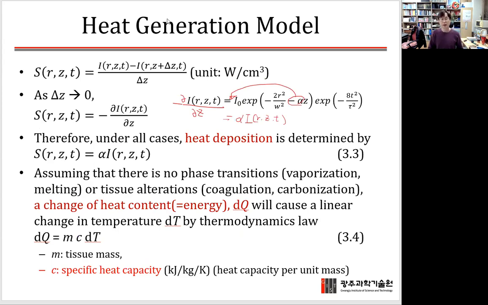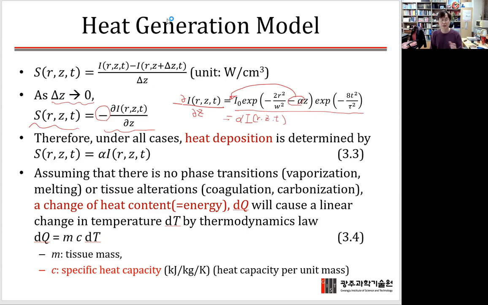If you look at that, as delta z gets close to 0, it's like something we learned in mathematics for taking the limit. In that case, this S follows the negative of the differentiation, so negative round I over round z. From the previous equation, you can also see that this I, which is the light intensity, can be described like this, right?